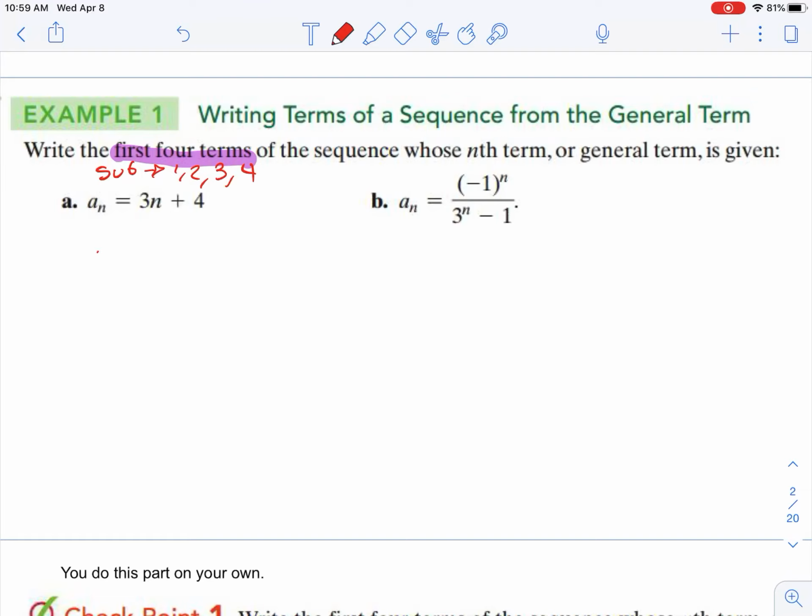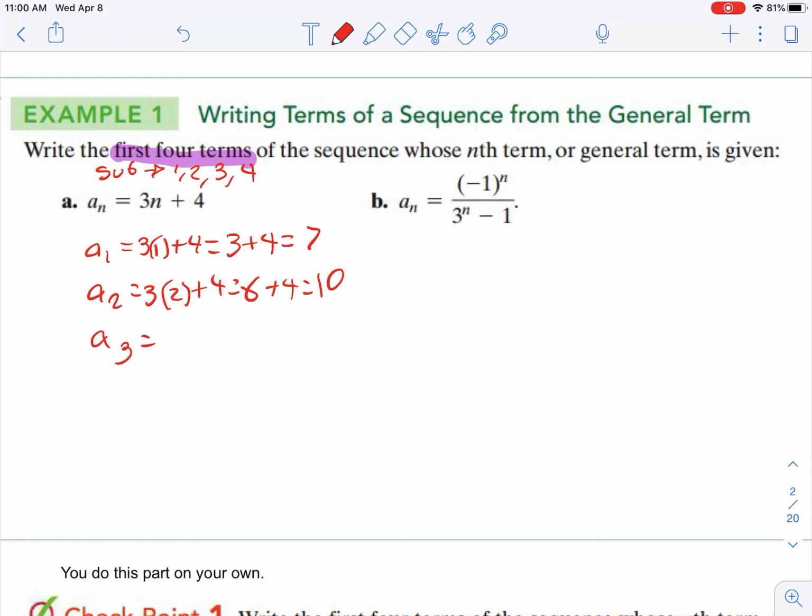So the first one, a sub 1 means we're plugging in 1. So we have 3 times 1 plus 4, so that's 3 plus 4, which is 7. A sub 2 is going to be 3 times 2 plus 4, which is 6 plus 4, which is 10. A sub 3, when you plug this in, you're going to have 3 times 3 plus 4, which is 9 plus 4, which is 13. If you start to notice a pattern between each of these, we're just adding 3 to it. Specifically, we have 3n. That means we're going to add 3 each time. So we're going to get 16 for this, okay?